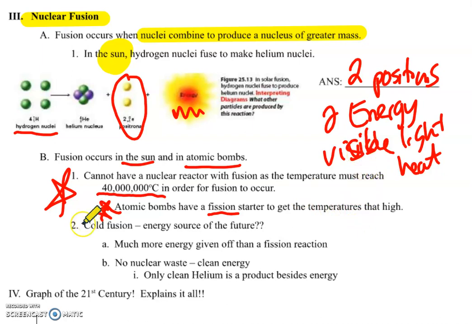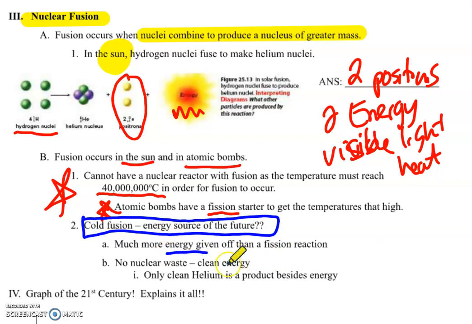So what scientists and physicists are always looking for is cold fusion. Could we make nuclear fusion happen at relatively normal Earth temperatures? The goal is to get that reaction going. That way they can get more energy and not have to deal with all the radioactive wastes. Only a clean energy source with helium as a byproduct. And you might have heard there is currently a helium shortage. So if we could get clean energy that also produces helium as the only waste product, that would be really good.